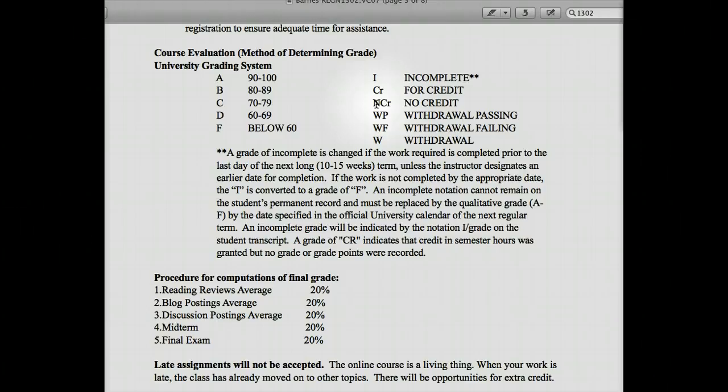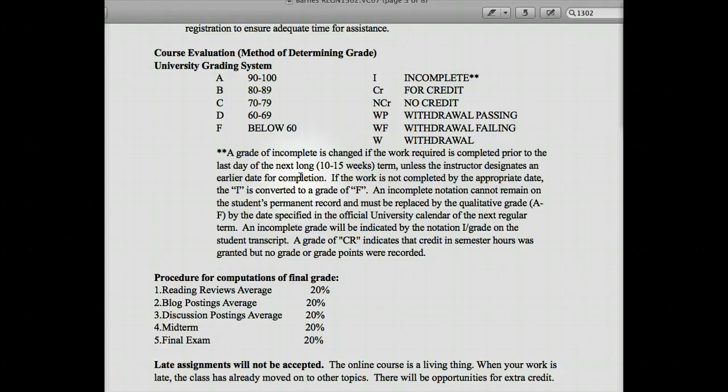I do have a little bit of control over an incomplete. But other than that, you need to watch the schedule and withdraw from the course before you get to that withdrawal failing point. So that's just a heads up.